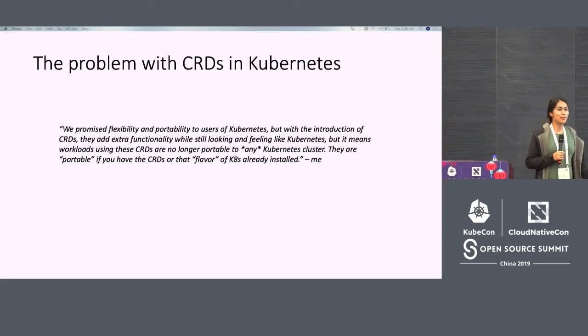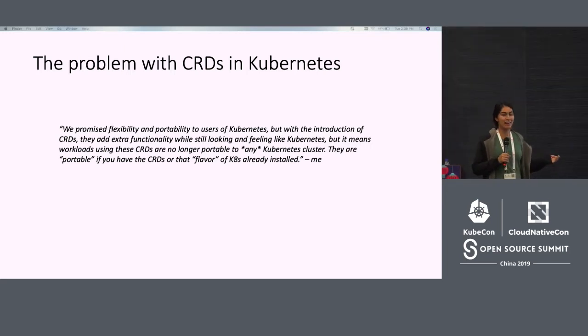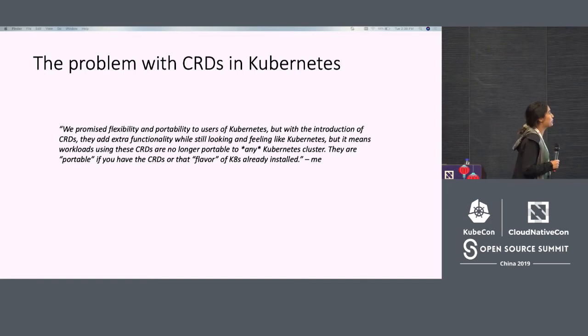So this is a quote, it's just something that I wrote up, so I'm just going to read it. We promise flexibility and portability to users of Kubernetes, but with the introduction of CRDs, custom resource definitions, they add extra functionality while still looking and feeling like Kubernetes. But this means workloads using these CRDs are no longer portable to any Kubernetes cluster. They're portable if you have the CRDs of that flavor already installed. So we're changing basically the landscape of Kubernetes now.